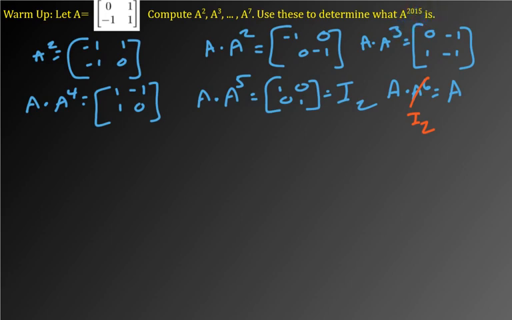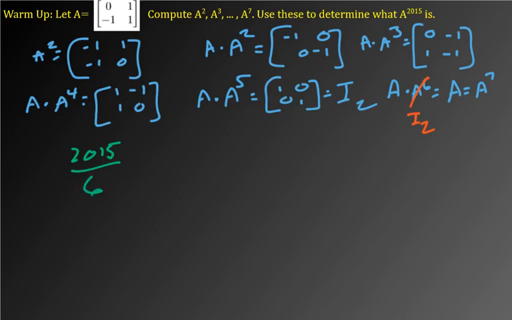So if you take 2015 and you divide it, since there's 6, actually I also wanted to say that A times A to the 6th is A to the 7th, but we know that A to the 6th reduces to I2. So the 7th one is like the first one. So basically there's just 6 unique answers here.